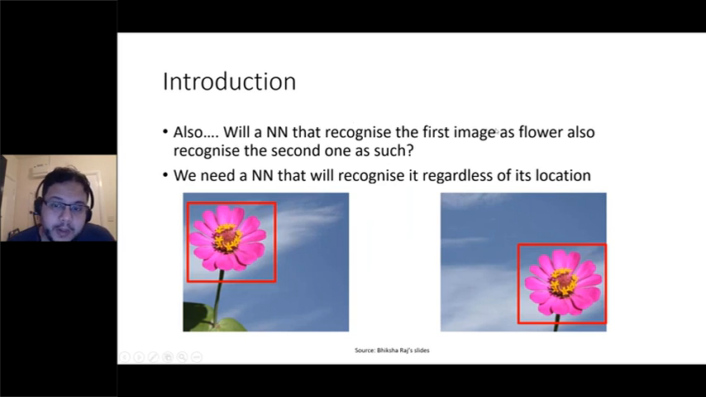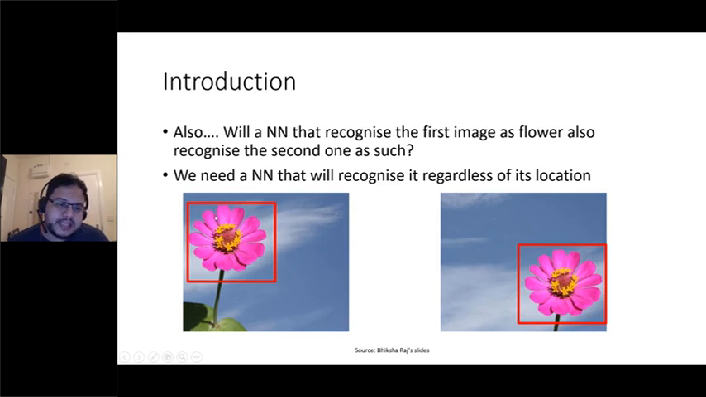Another challenge we mentioned also last time. If we train a neural network to recognize flowers, and most of the flowers in my data set are present in this corner, will my neural network be able to recognize images that contain the same flower but in a different corner? What do you think? Tell me, guys.